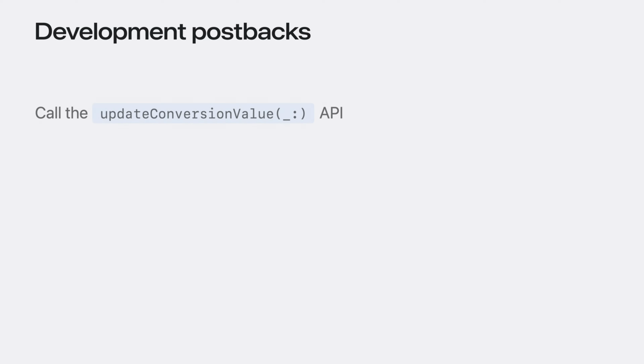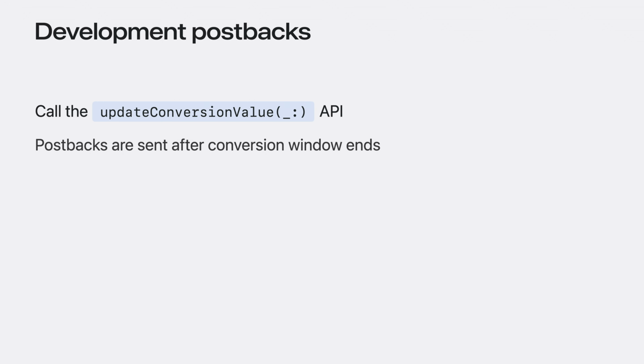Now that your app has development postbacks, you can start updating their conversion values. During testing, call the Update Conversion Value API to update the development postbacks. You can wait for the development postback to send automatically, or you can tap the Transmit Development Postbacks button when your postback conversion window ends.